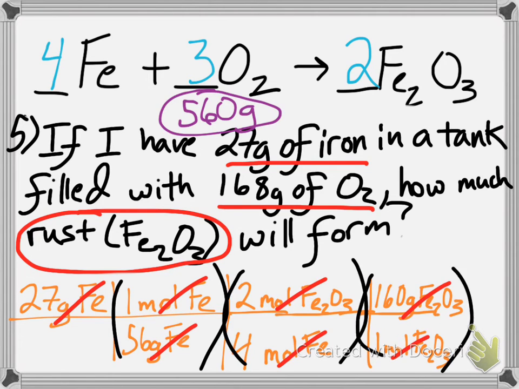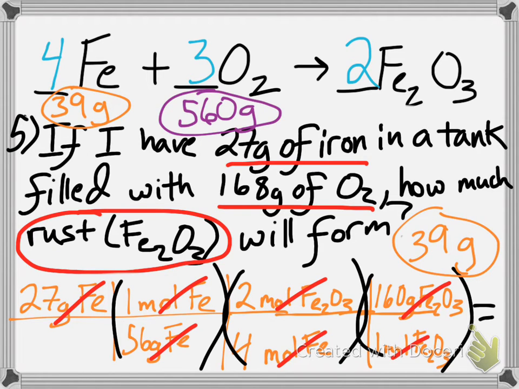Cancel out my units, put in my parentheses, put it all in my calculator, and I get there's 39 grams of iron. If that's the case, then, or 39 grams of iron 3 oxide, my mistake. So the iron produced way less than the oxygen would. So if I have both at the same time, that means the iron's going to run out. So I can only produce 39 grams of iron 3 oxide.